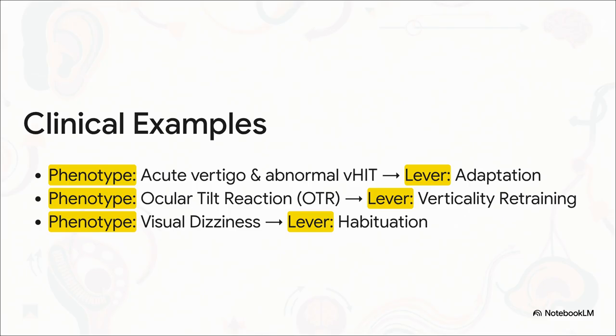And then let's take a third case, someone with visually triggered dizziness, but all their peripheral tests are normal. See, the failure here is higher up. It's probably a cortical network issue, which means the rehab lever is different yet again, habituation. It's so important to remember. The mechanism always dictates the therapy.